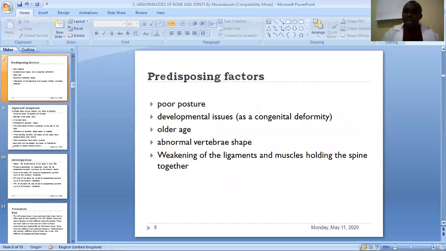Now let's look at the predisposing factors to kyphosis. We have poor posture, like we stated earlier, which might lead to postural kyphosis. We have developmental issues, or a congenital deformity, which might lead to congenital kyphosis. We also have older age, which might bring about Dowager's kyphosis. We also have abnormal vertebrae shape, where we have Scheuermann's kyphosis. We also have weakening of the ligaments and muscles holding the spine together.